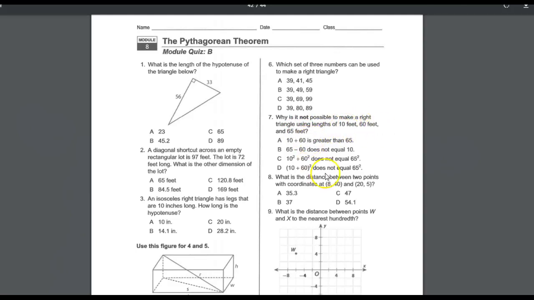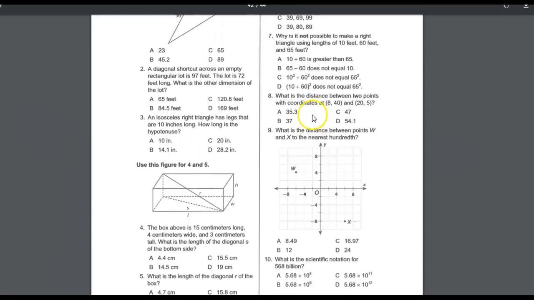So you need to do the math and figure out which one of these are the reason why it won't work. This one here, number 8, what is the distance between 2 points? Let's skip number 8 because you would need to plot this on a graph paper, so skip 8.